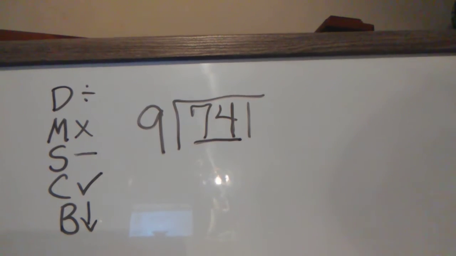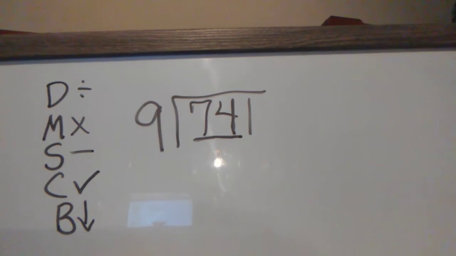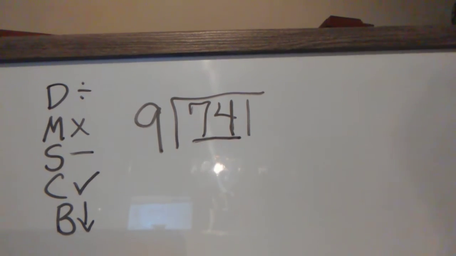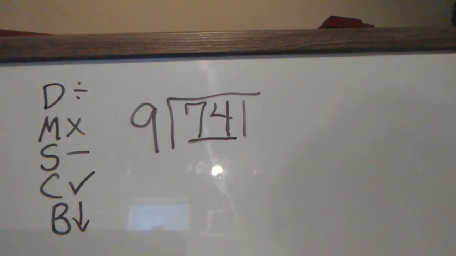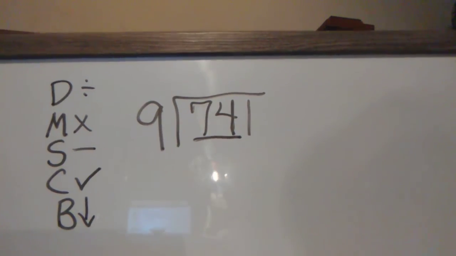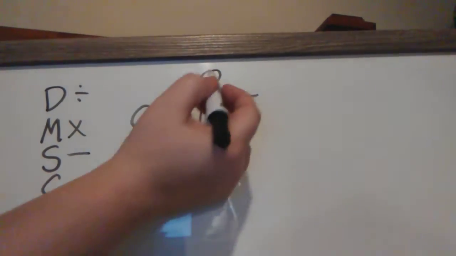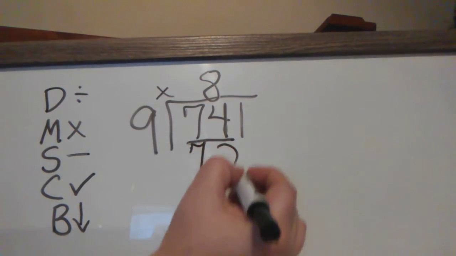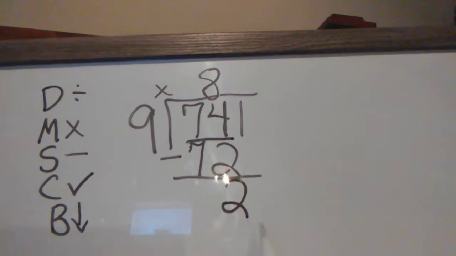9 times 6 is 54. 9 times 7 is 72. Nope, 63. Back it up, Miss Grubb. 9 times 8 is 72. 9 times 9 is 81, so that's going over. So we have to use 9 times 8, which is 72. So then we multiply 8 times 9, 72.